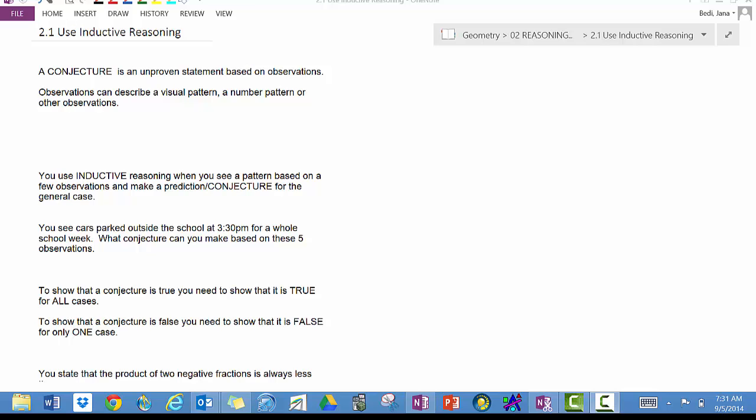In this section, you will describe patterns and use inductive reasoning. A conjecture, and that's the new vocab word, is based on observations. And observations can describe a visual pattern, a number pattern, or other observations. So let's take an example of a visual pattern.